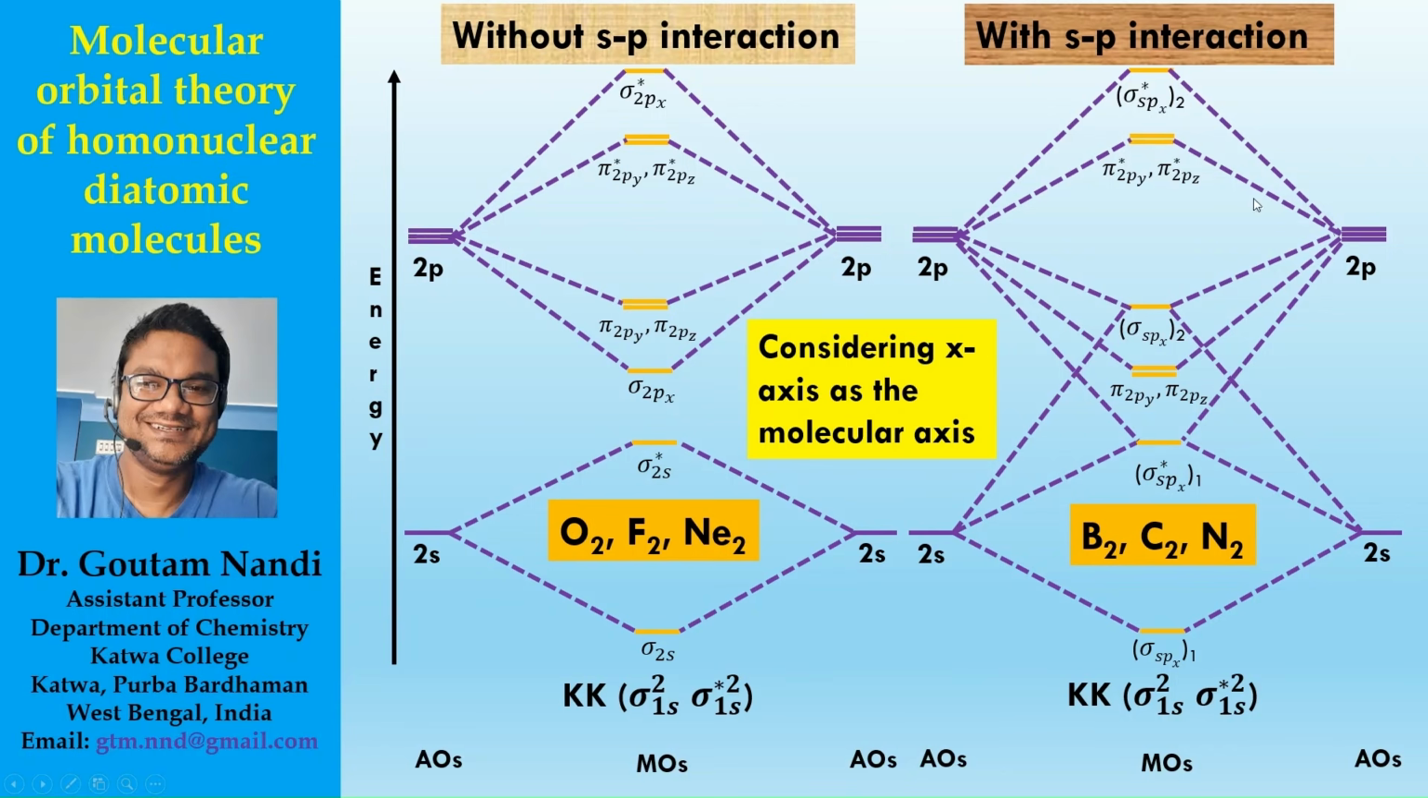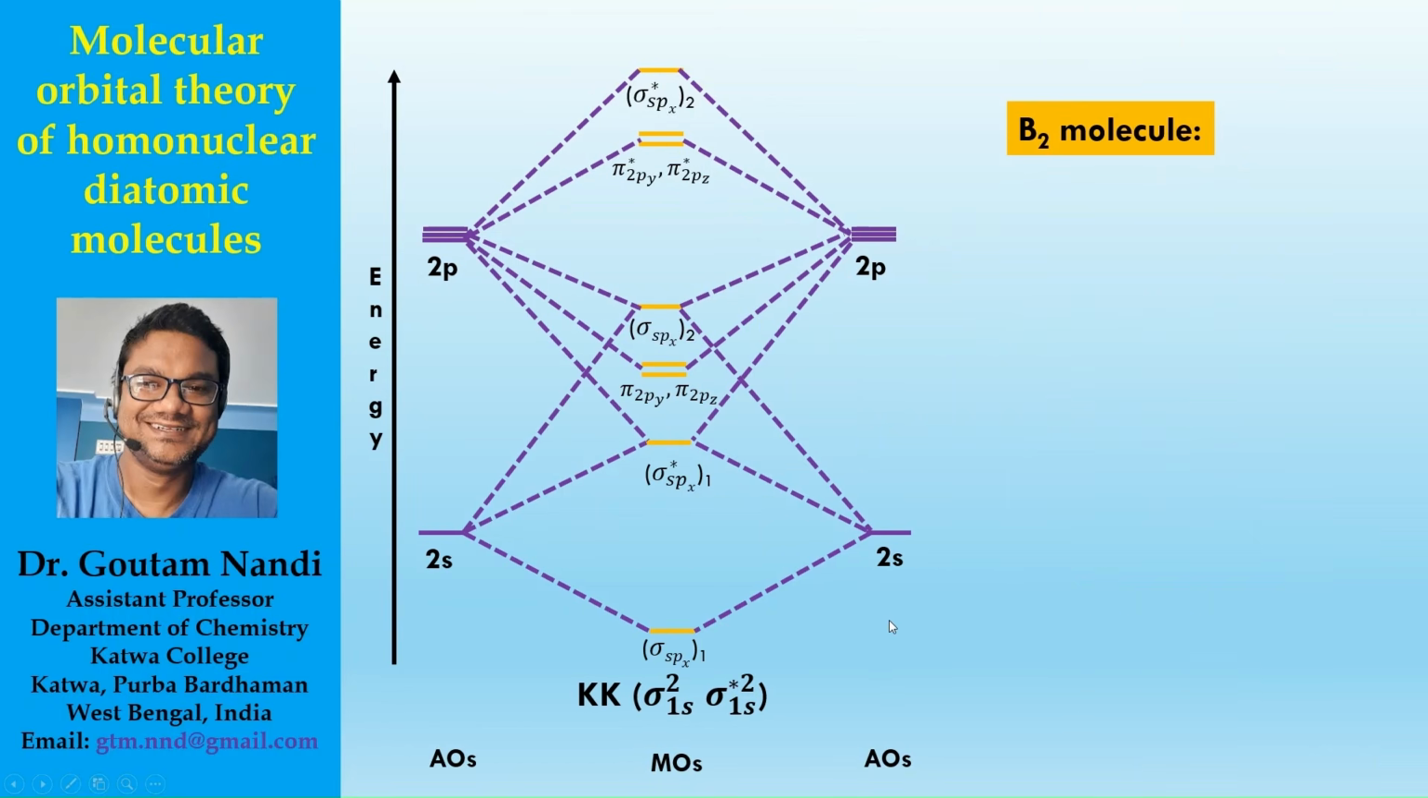As I said here that we have to draw the MO diagram for B2 with sp interaction. So this will be like this. Okay, the boron atom has the electronic configuration 1s2, 2s2, 2p1. So we have to consider total 10 electrons in the energy diagram. Here already 4 electrons are there, and the another 6 electrons will be occupied in the higher energy molecular orbital diagram. So this will be occupied like this.